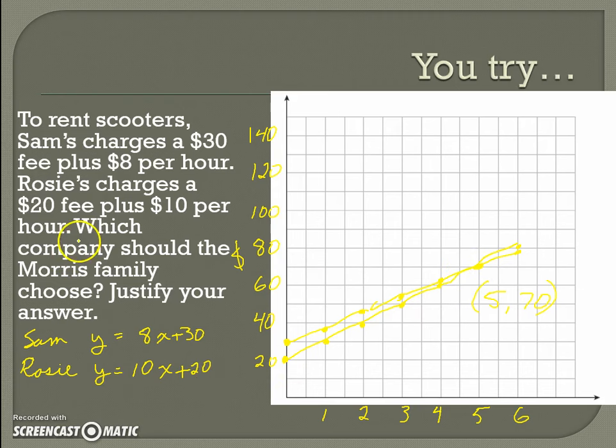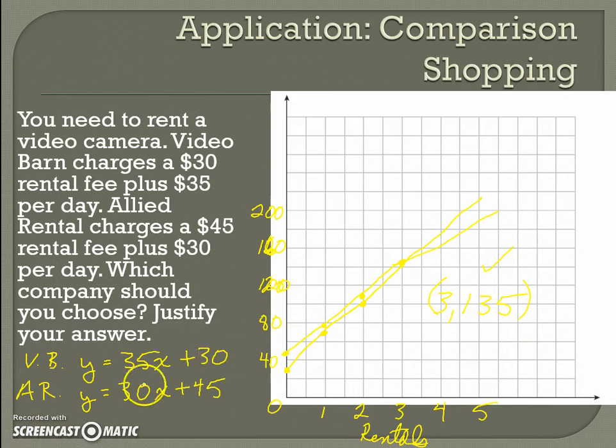All right, so that's how you'd write out this answer. Which company should the Morris family choose? And then that's how you would justify your answer. And I didn't go over that on this one. Let's look at it again real quick just to make sure.